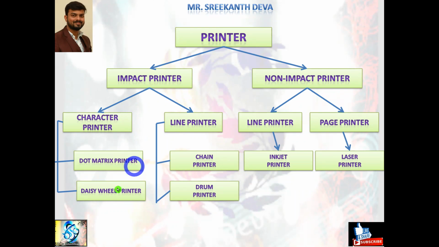Dot matrix printer, daisy wheel printer. Line printers are categorized by chain printer and drum printer. In the case of non-impact printers, they are categorized into two types: line printer and page printer. The inkjet printer is the best example for line printer, and the laser printer is the best example for page printer. This is the basic hierarchy of printers.